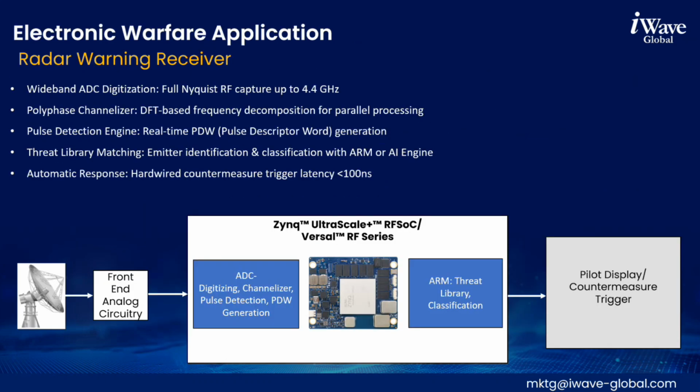Then we have electronic warfare, starting with the radio warning receiver. Here, the RF front end will capture all the data and move it to the RFSoC board. And the ADC will digitize and channelize the signals and run the pulse detection in the FPGA core. The data is moved on to the ARM core where the threat detection library is running. And then the signals can be used for countermeasure triggers.